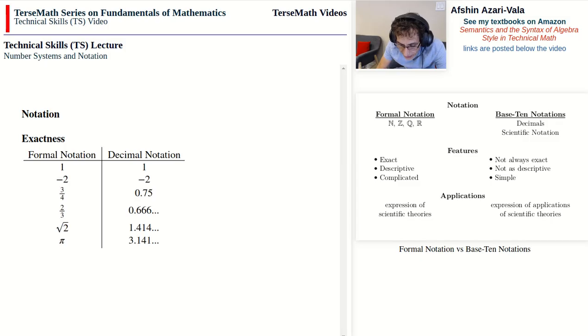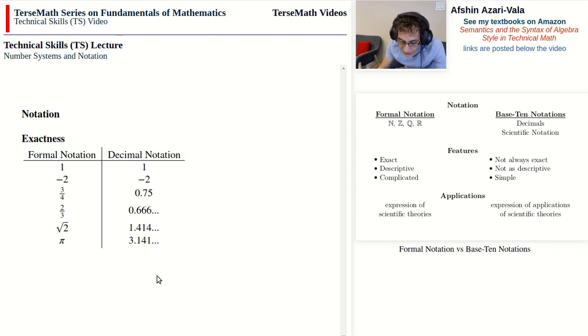Okay, so exactness. Here is formal notation and decimal notation. Numbers that are written using the formal notation: as you can see, there is 3/4, there is 2/3, square root of 2, and pi. And here we have the decimal notation. 1, of course, can be written as 1, -2 is -2, 3/4 is 0.75, 2/3 is 0 point repeating digits of 6, and then we have the square root of 2, which is 1.414 and then more digits, and pi, 3.141 and then more digits. The 3 dots indicate that the value will never end.